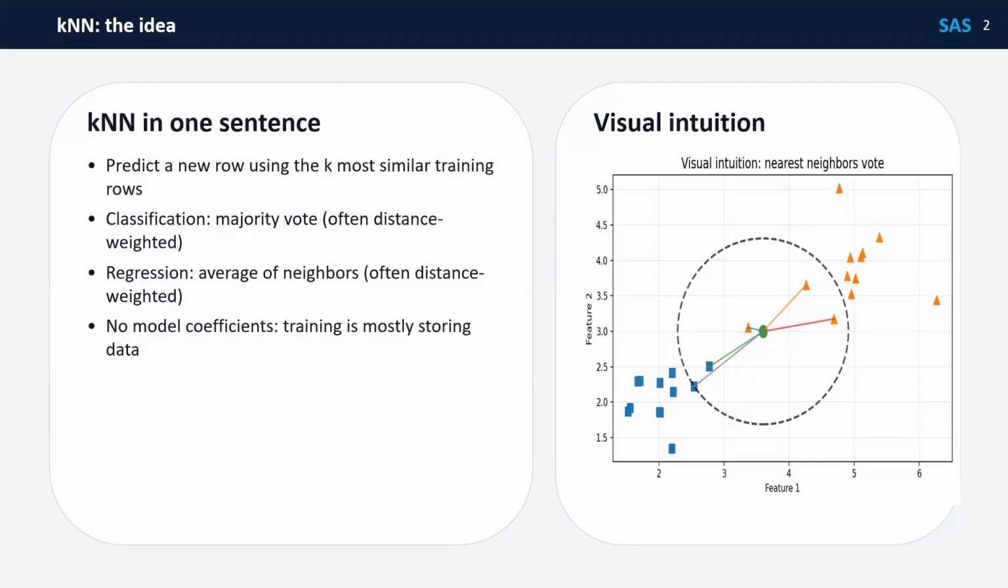One more important point before we go on. kNN does not produce a set of coefficients you interpret like regression. The training data is the reference library. Prediction happens by searching that library. If you're looking at it visually, think of points on a plot. A new point arrives, we look around it, and we let the nearby points decide how we're going to classify that point.